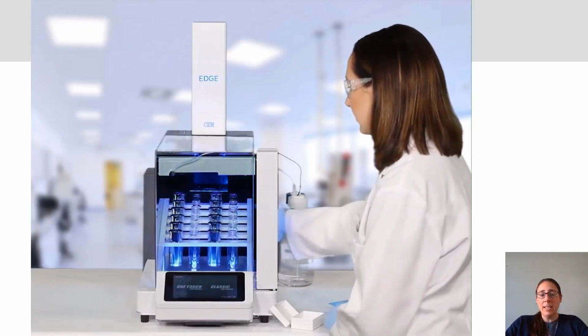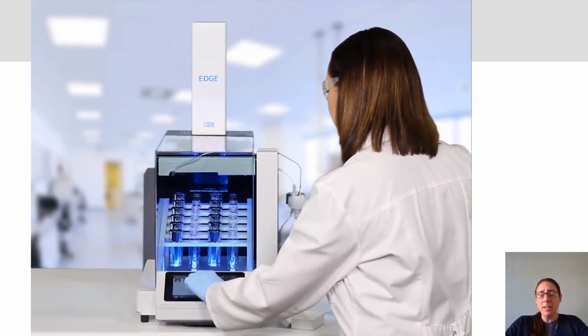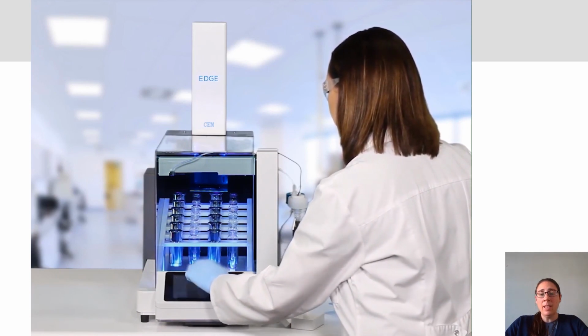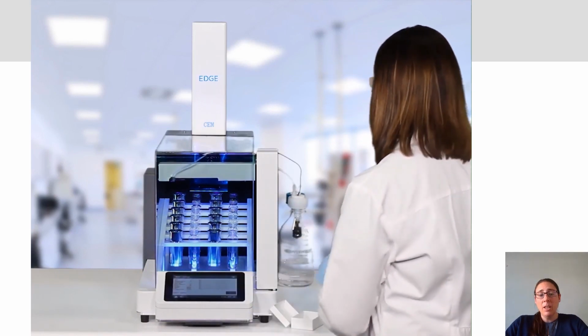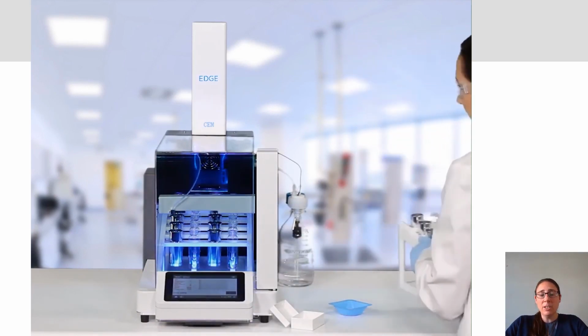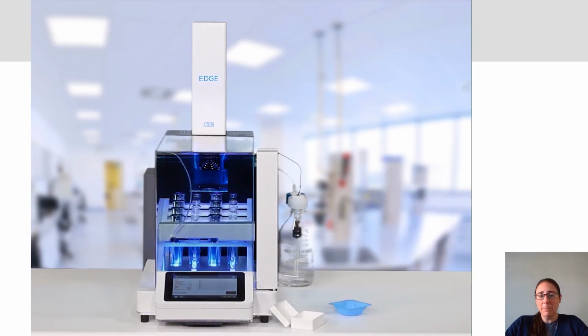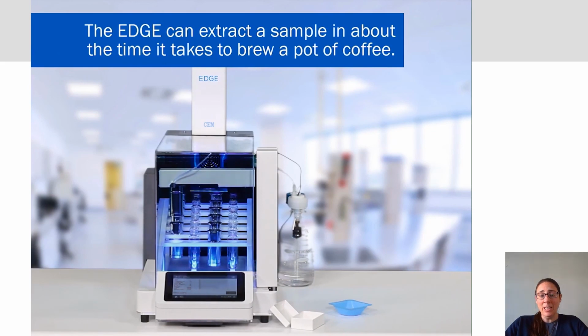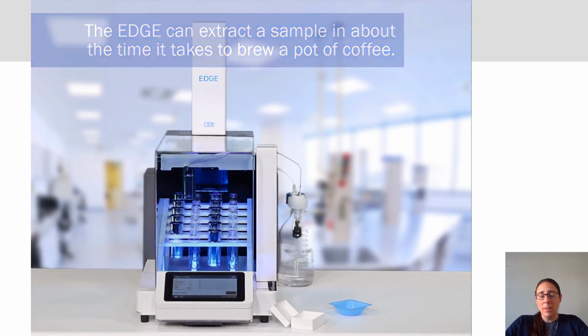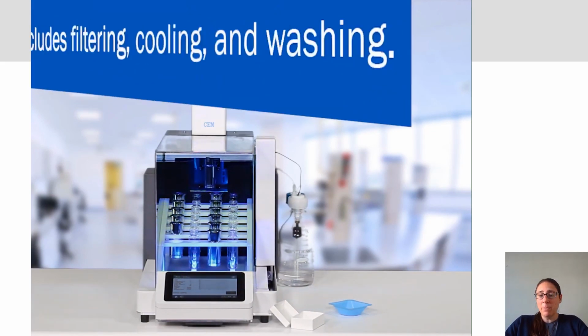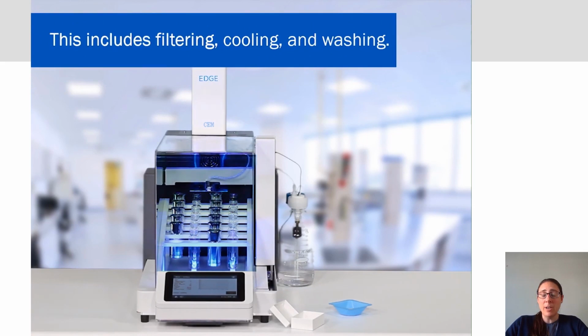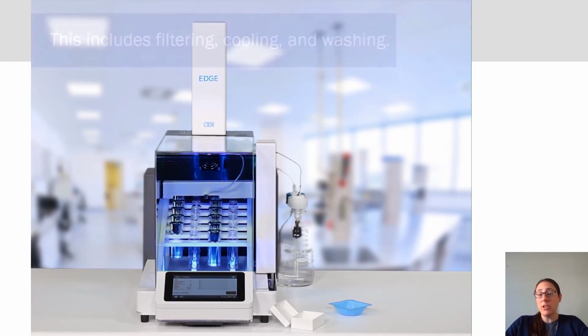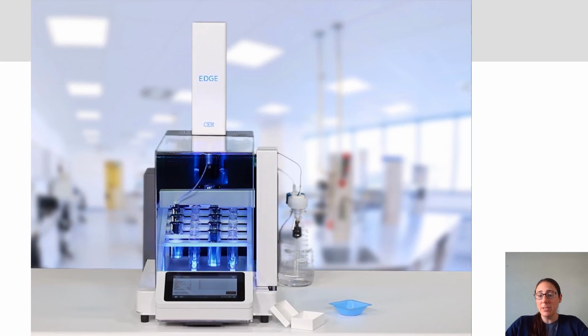Once the rack is in and she chooses the method and hits run, then the EDGE is going to take over from there. So you see the EDGE comes down and it's going to grab that sample, that Q-cup, and it's going to put it in that back chamber. That's where the magic happens. That's where the extraction is going to take place. Once it's in that back chamber, the actuator is going to come down and that's going to create a pressurized environment. Okay, so it's sealed.